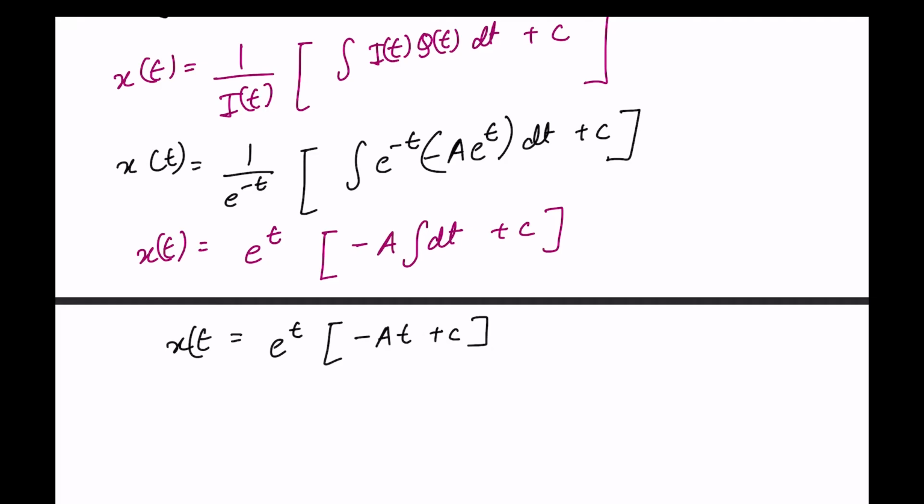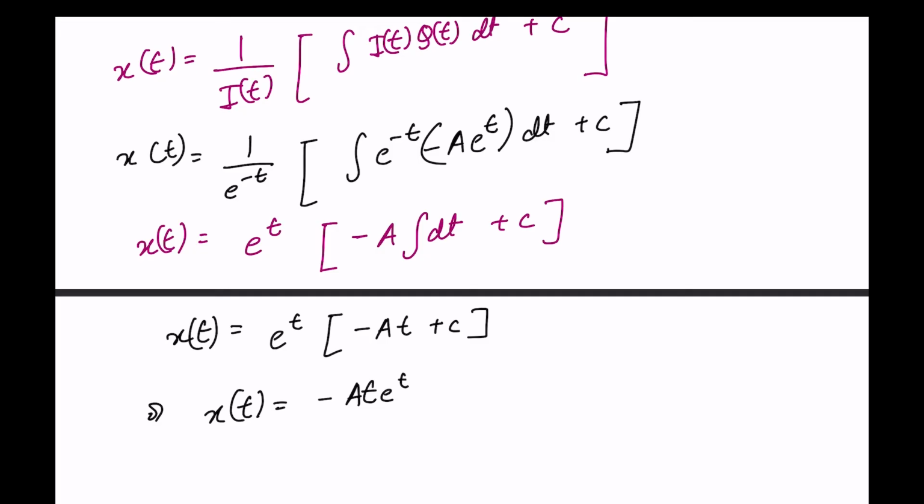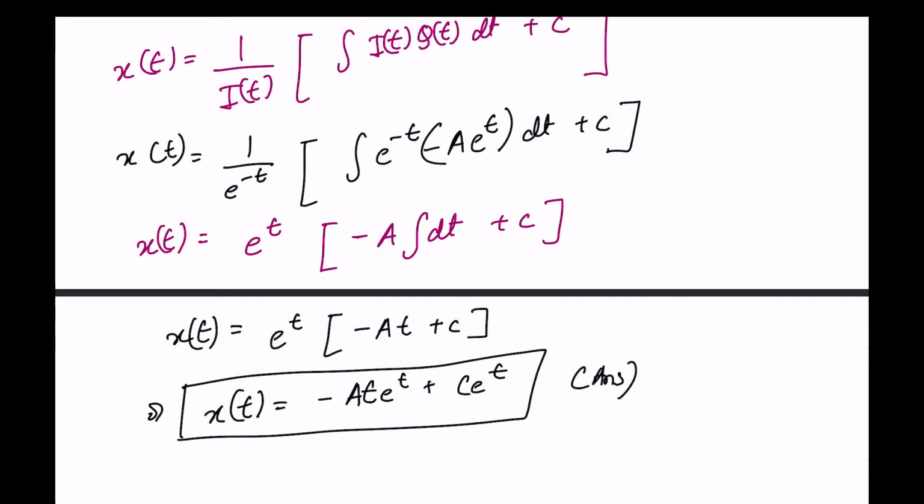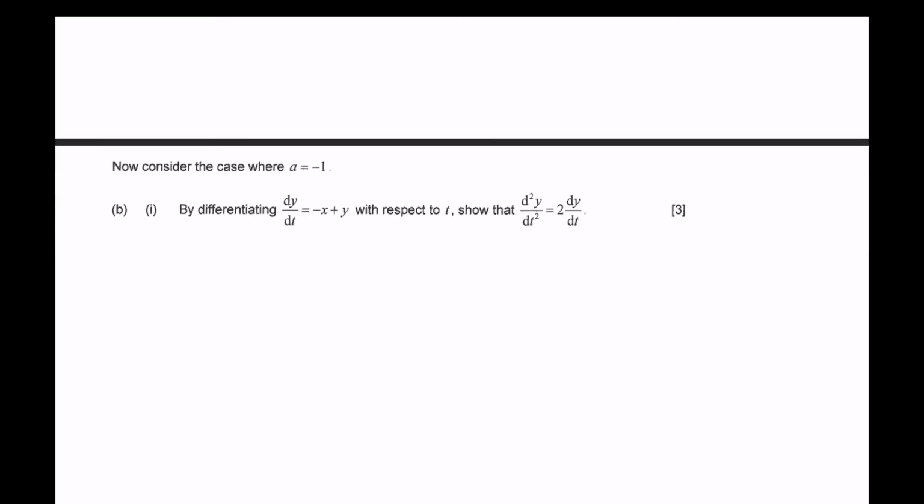This is your x(t), and then we can just open up the brackets and write it like this: a e to the power of at, e to the power of t plus c e to the power of t. This is the solution to the differential equation. This is x in terms of t, where a and c are both constants. Now we will move on to the next part.